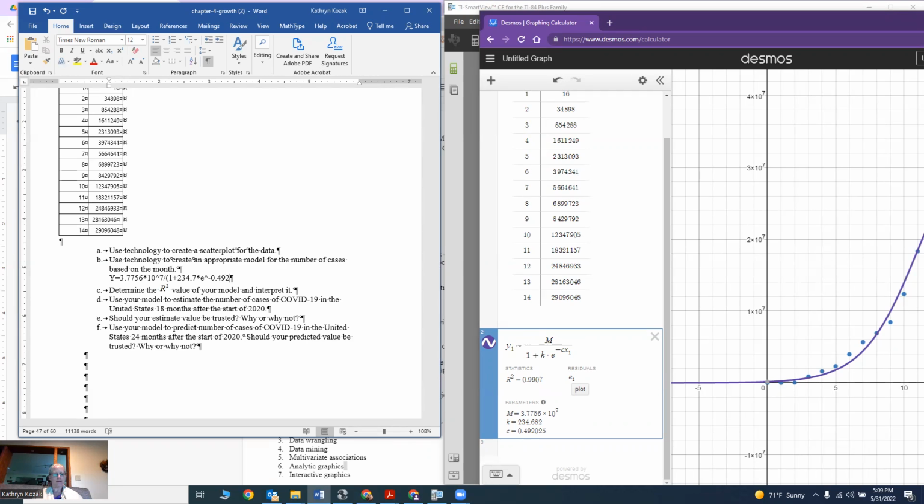I don't need all the decimal places, so I won't write them all. And then times X, X being my variable. And there's my model that models this information.